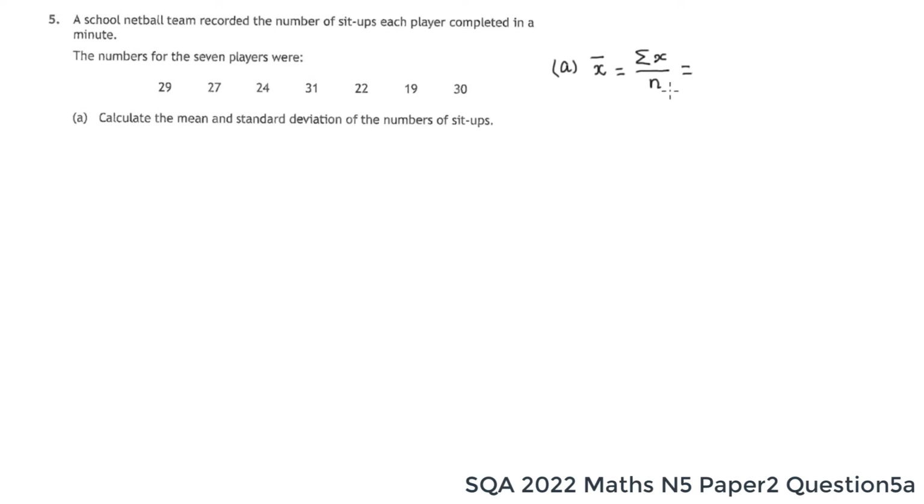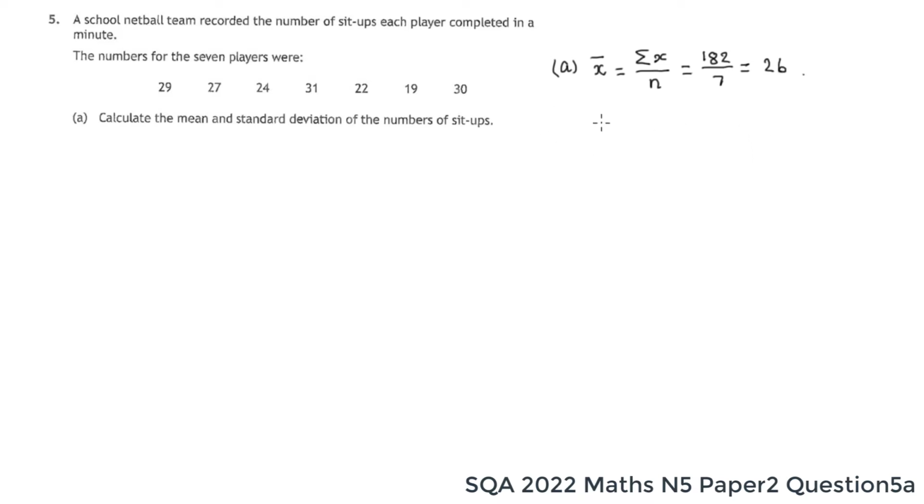So you can check this in your calculator. When we add all these numbers up, these 7 numbers, we get 182. And there are 7 of them. And again, check this, but divide by 7, you get 26. So the mean is 26.